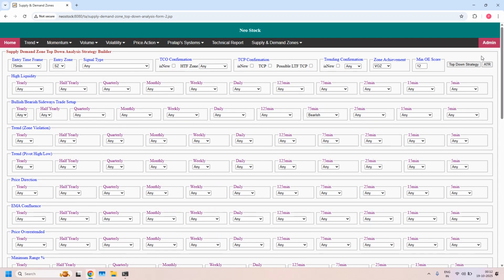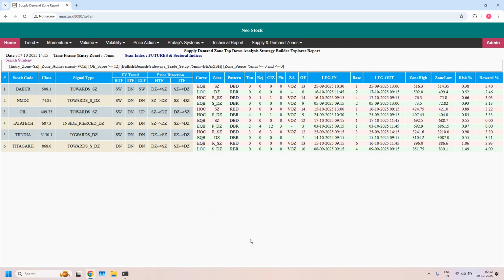With these filters, we got 6 stocks. In all the 6 stocks, the 75 minutes supply zones are supporting bearish trade setup for weekly income trade, and all the entry time frame zones are 75 minute supply zones.